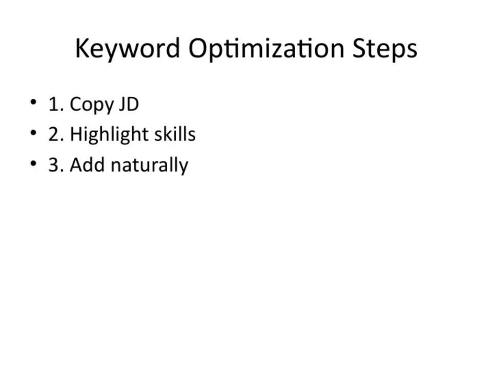Let's walk through the keyword optimization steps. First, I suggest copying the job description, or JD, as a starting point. This helps ensure we're aligned with the role's requirements. Next, we highlight the key skills mentioned in the JD. These are the skills that are most relevant and should be emphasized in our content. Finally, it's important to add these keywords naturally into our writing.